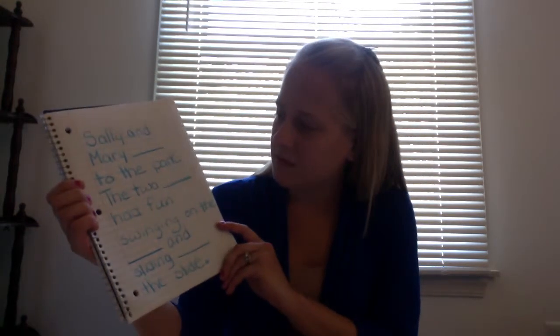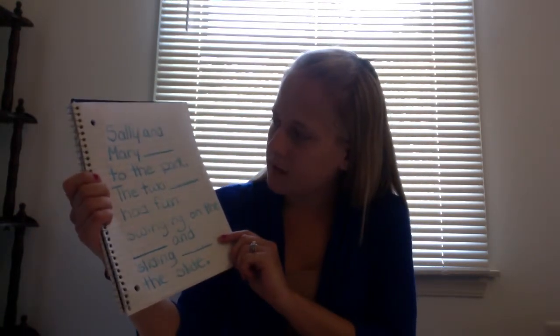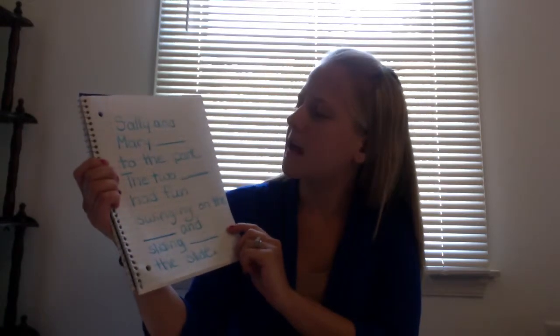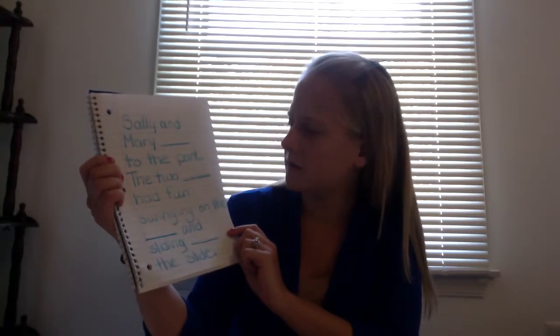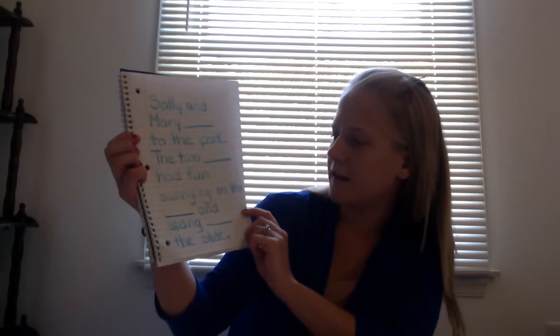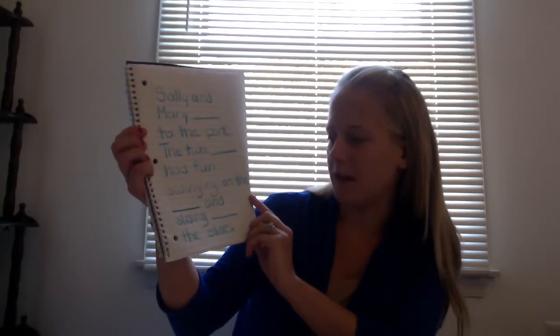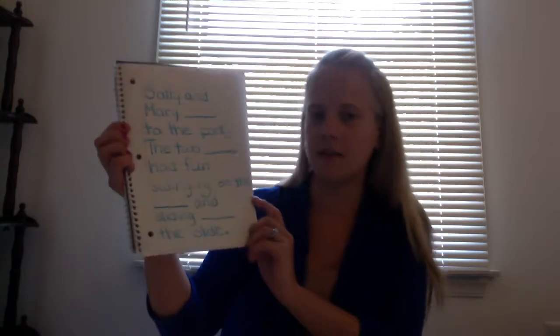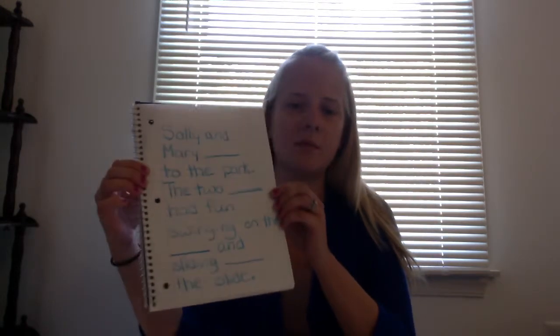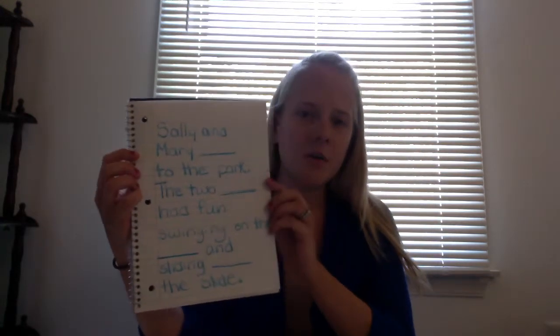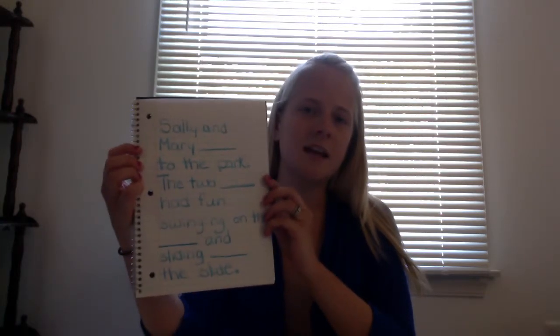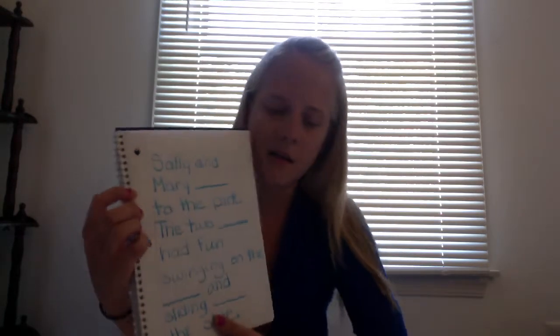So if I gave this text to my students, it's a short little text, and they would read it to themselves. So they would say, Sally and Mary blank to the park. The two blank had fun, swinging on the blank and sliding blank the slide. Okay, so they read it one time with all these blanks. In order to show that they understand the text and understand text structure as well, they have to add words into these blanks. So, let me grab a crown from over here.